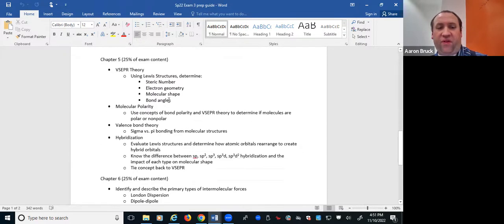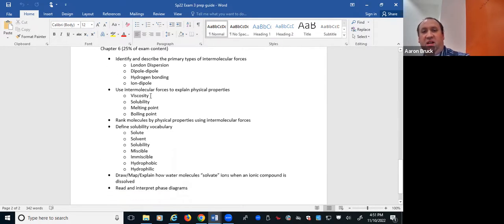Out of chapter 5, about a quarter of that content is going to be VSEPR related. So can you use those VSEPR tables? Can you interpret a Lewis structure, and from that structure, determine things like shape, bond angle, hybridization? Can you look at a Lewis structure and determine the number of sigma bonds, the number of pi bonds? That's the kind of stuff that you're going to see here.